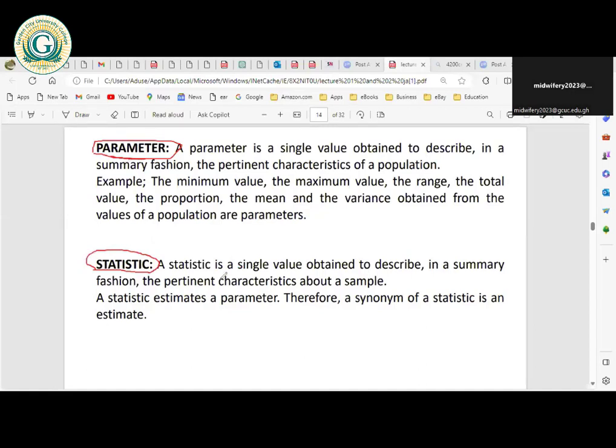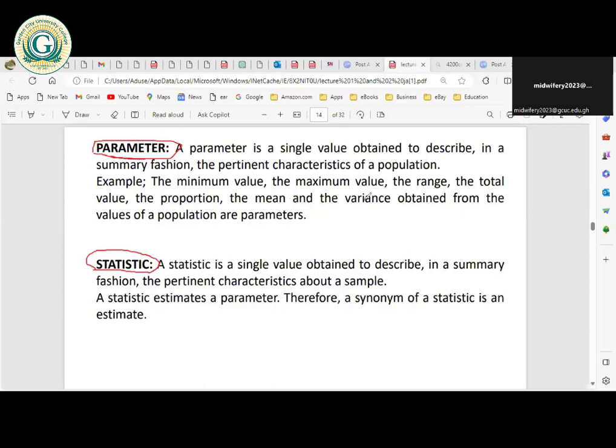Don't forget that we take the sample, and then based on the sample, we are able to generalize for the population. Okay, so whenever we compute something from the sample, it is referred to as statistic. And when we compute it from the population, it is referred to as parameter.